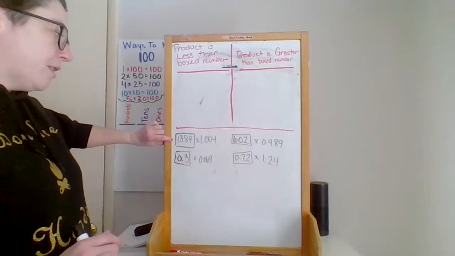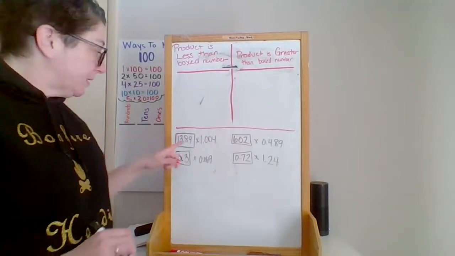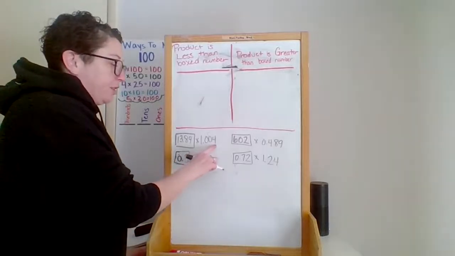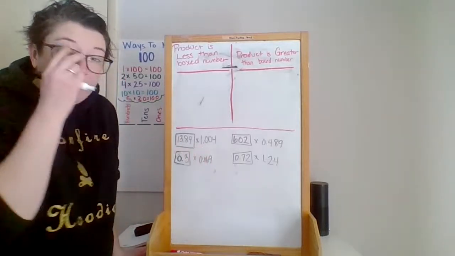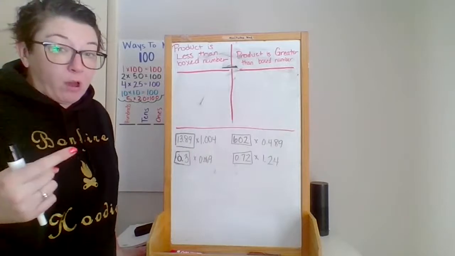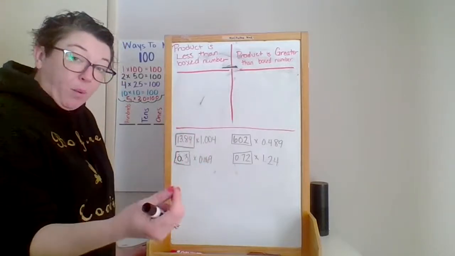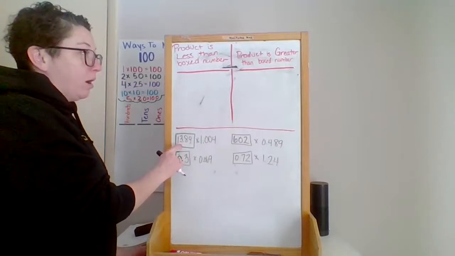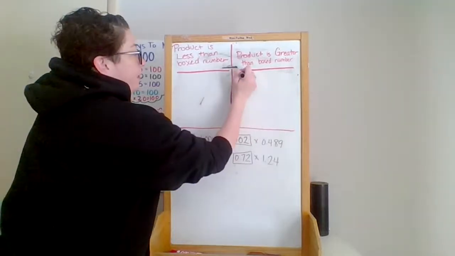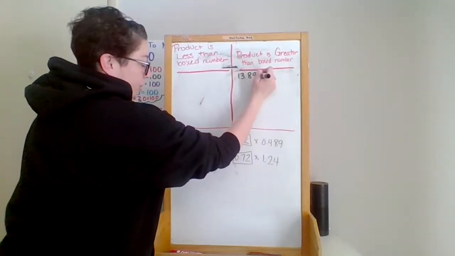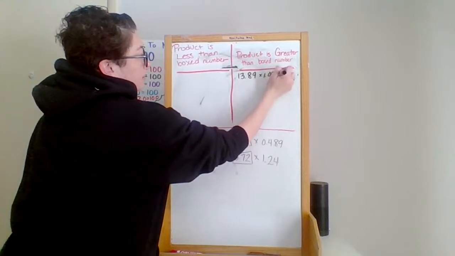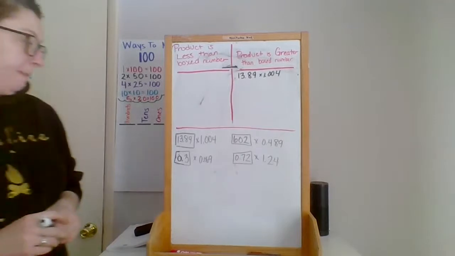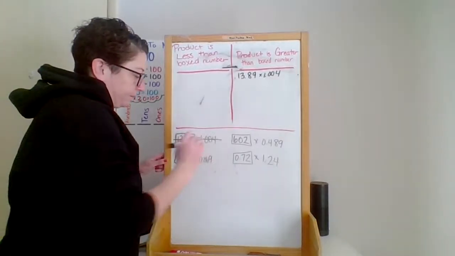So the first one, 13 and 89 hundredths times 1 and 4 thousandths. Well, I have to look at this factor. 1 and 4 thousandths is more than 1 because I have 1 plus a little bit more. So what will that do? That will make the product more than this. So I'm going to write that over here on this side of the chart. And I'm done with that one.